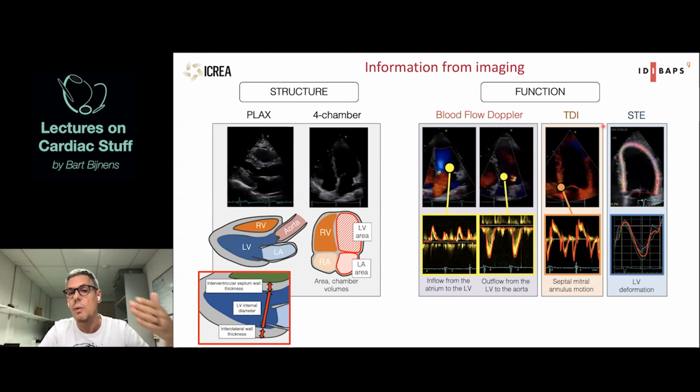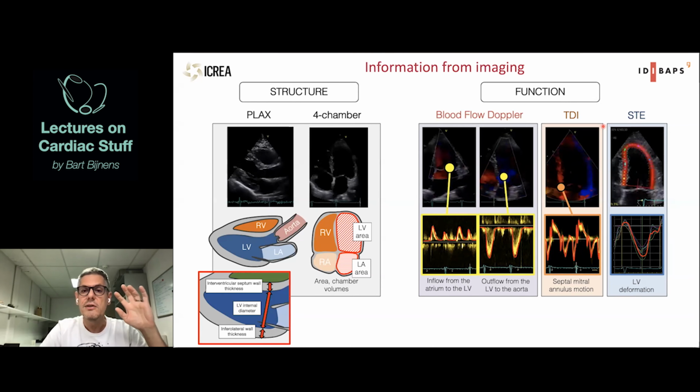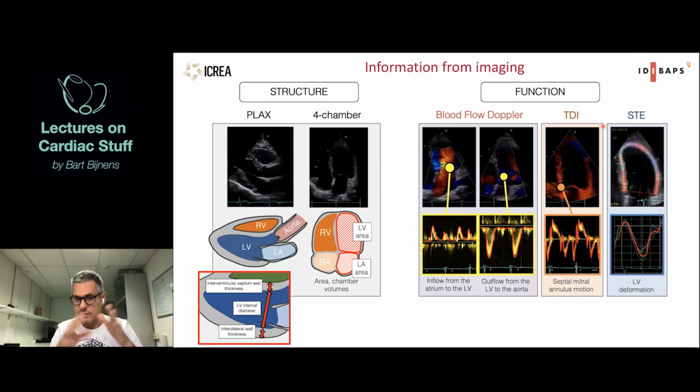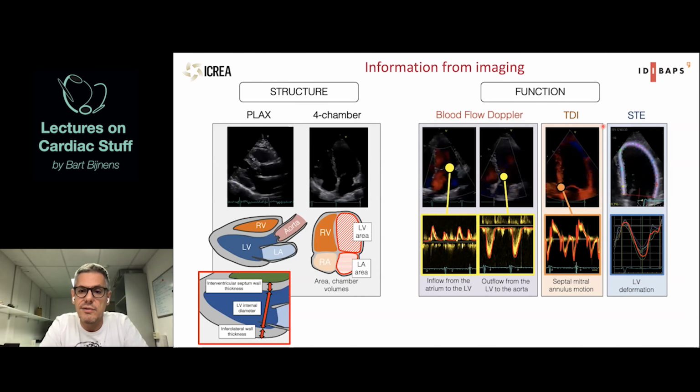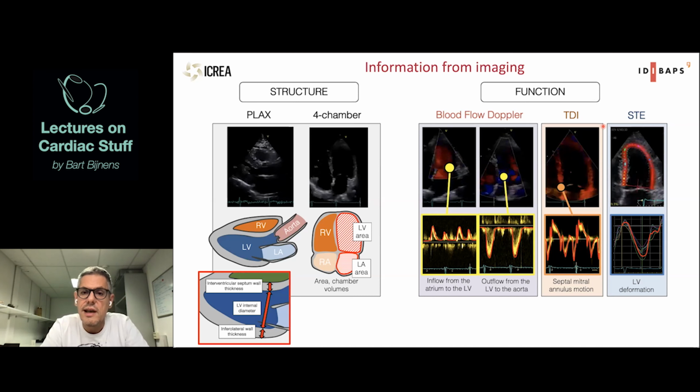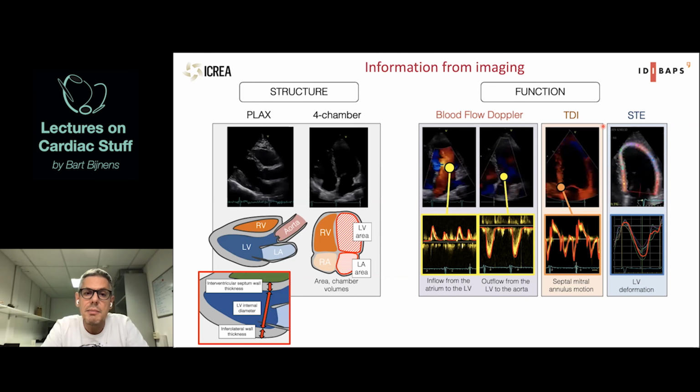You can also do T1 mapping, for example. But still the workhorse of imaging in this setting is, of course, echocardiography. And keep in mind that with echo, we have a lot of different ways to look at hearts. So obviously, in this case, looking at structure and seeing whether there would be some hypertrophy.